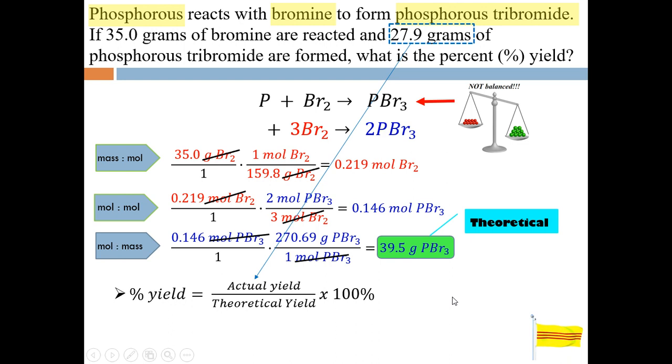Okay. So that's pretty much it. So all you have to do is find an actual value, calculate your theoretical, and then literally just do a fraction. So actual over theoretical. So if you do it properly, the value of 27.9 grams goes in the numerator, and then the 39.5 grams of PBr3 goes in the denominator, and you would multiply by 100% because this fraction will give you a decimal, and then to convert decimal to percent, you would have to multiply by 100. All right, if you do that properly, you should get about 70.6 percent as your percent yield.